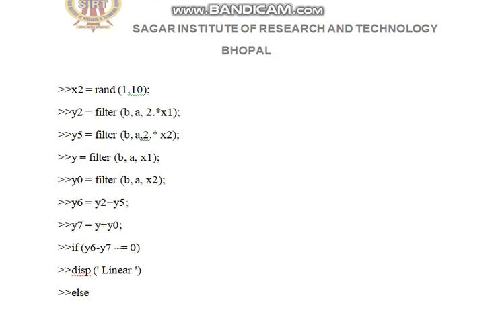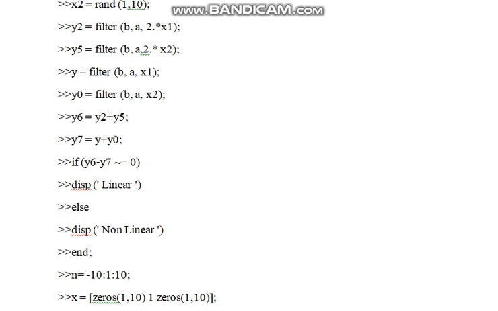Then we have taken the output of the filter, y2 equals filter(b, a, 2*x1). Now we have taken another variable y5, which is also a filter response given by this expression. Then y equals filter(b, a, x1). Now we have taken another variable y0, which also gives the filter response, and the output y6. We are following the linearity property: y6 equals y2 plus y5, and y7 equals y plus y0. If y6 minus y7 is approximately equal to 0, the system is linear, else the system is non-linear.